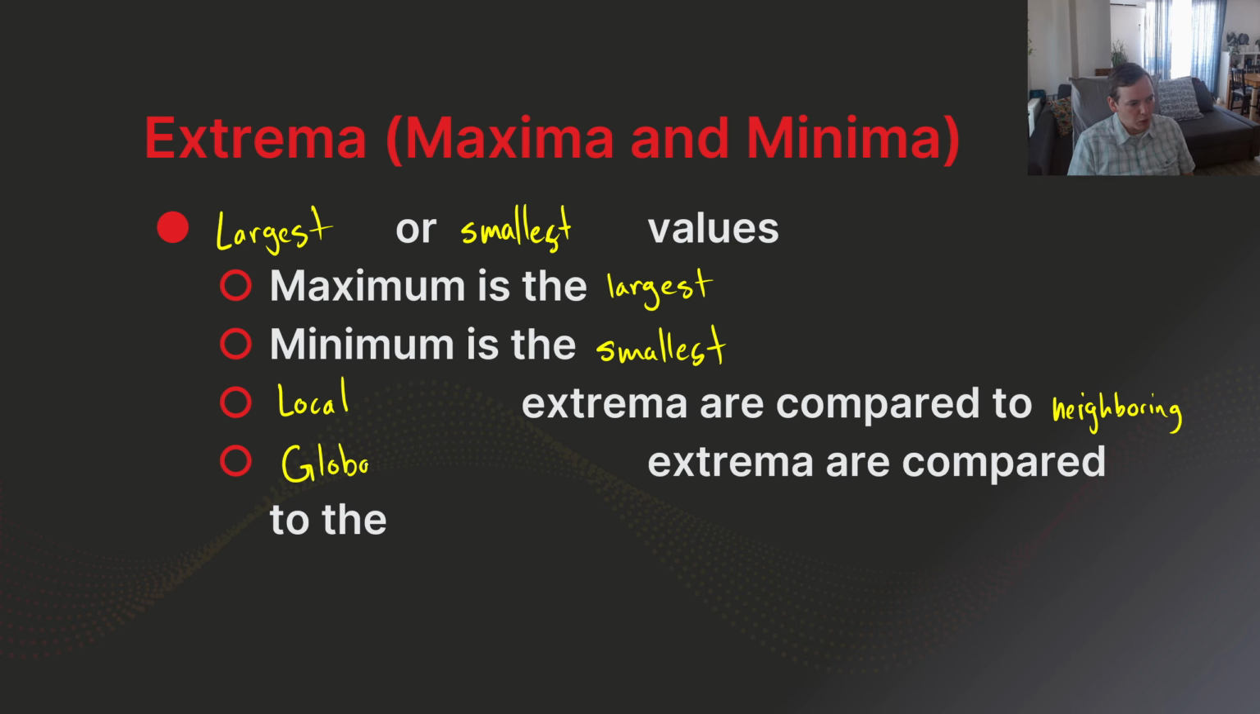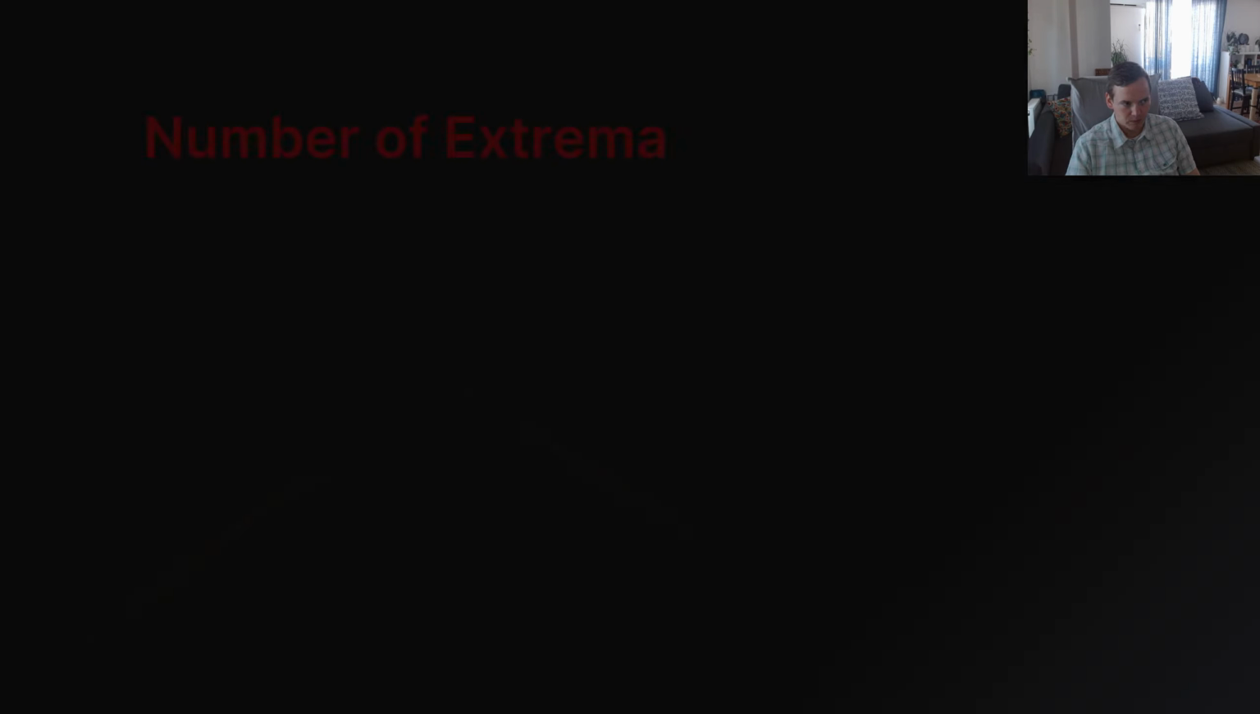One is the global. The other name is the absolute. So if you have a global or absolute extrema, you are comparing it to the entire range. Again, that might be the whole function. That might be a predetermined chunk of the function. But the global or absolute extrema are the largest values or the smallest values along the entire range.